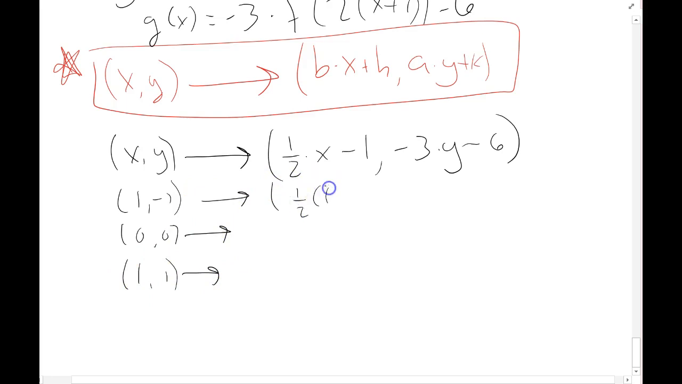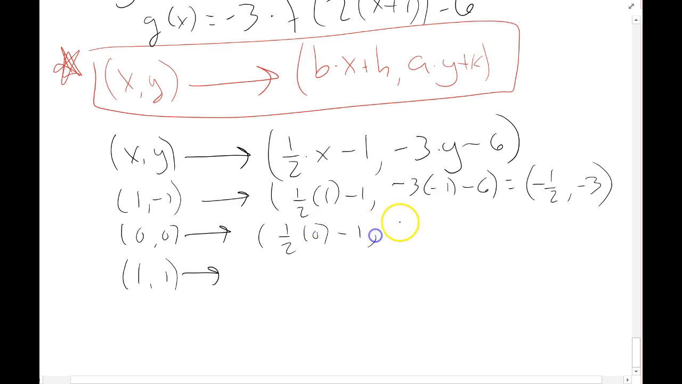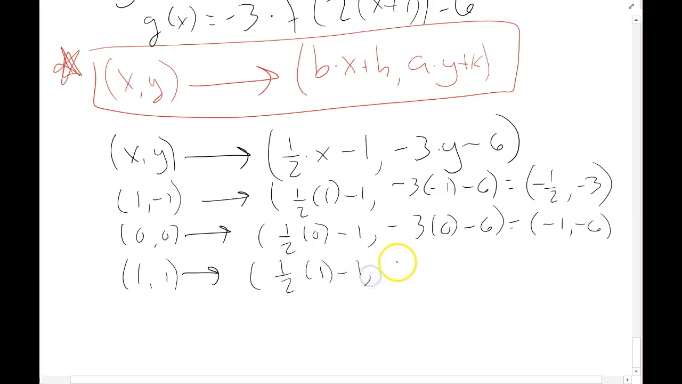So I have 1/2 times 1 minus 1, and then -3 times -1 minus 6. So 1/2 times 1 is 1/2, minus 1 is -1/2, and then -3 times -1 is +3, minus 6 is -3. And then I have 1/2 times 0 minus 1, -3 times 0 minus 6. So that is -1, and that is -6. And then the last one is 1/2 times 1 minus 1, and then -3 times 1 minus 6.